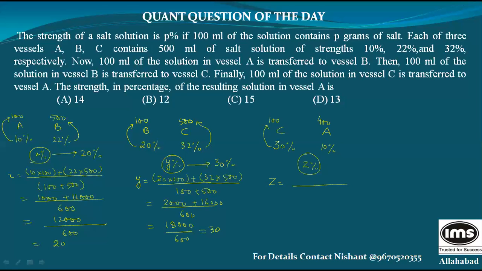Multiply these two numbers. So 30 multiplied by 100 will be 3000, plus multiply these two, 10 multiplied by 400 will give me 4000, divided by the addition of these two numbers, that is 500. So this gives me 7000 by 500, that is 14%. So we can say the concentration of the final solution will be 14%.